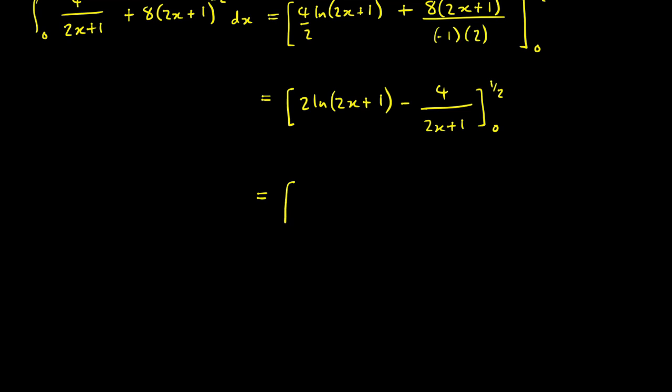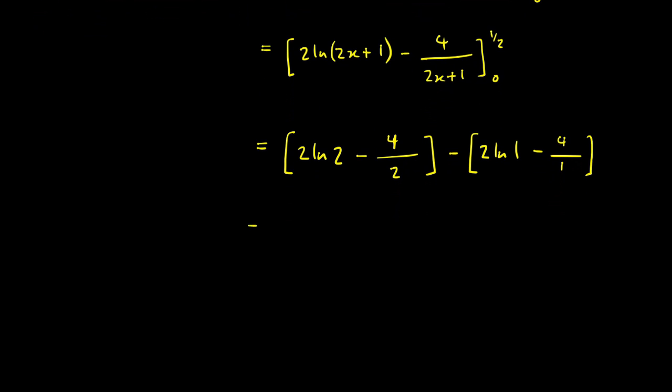Let's substitute in 1/2. If I substitute in 1/2, I'm going to get 2 ln, 2 times 1/2 is 1, plus 1 is 2, so that's 2 ln 2, minus 4 over 2 times 1/2 is 1, plus 1 is 2. Okay, and then I'm going to subtract off. I'm going to substitute now the lower bound, which is 0. So I'm going to get 2 ln 1 minus 4 over 2 times 0 is 0 plus 1.